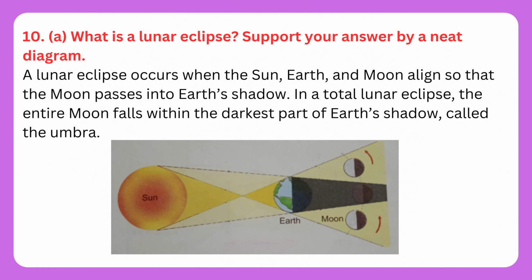Question 10. A. What is a lunar eclipse? Support your answer by a neat diagram. A lunar eclipse occurs when the Sun, Earth, and Moon align so that the Moon passes into Earth's shadow. In a total lunar eclipse, the entire Moon falls within the darkest part of Earth's shadow, called the umbra.